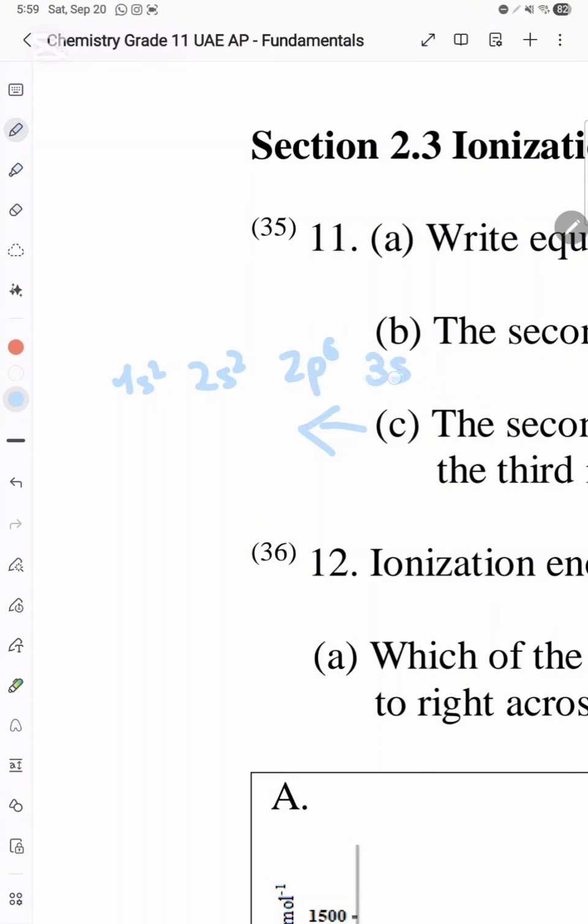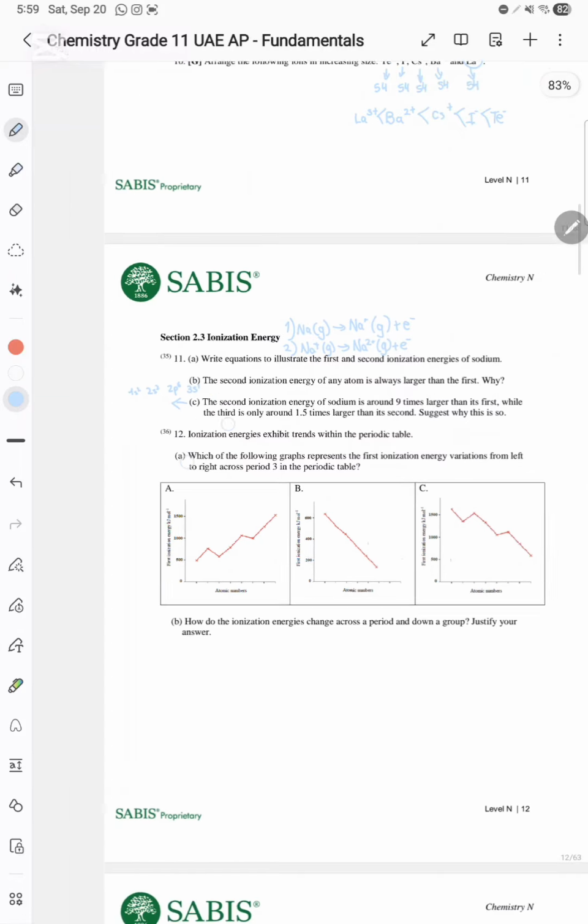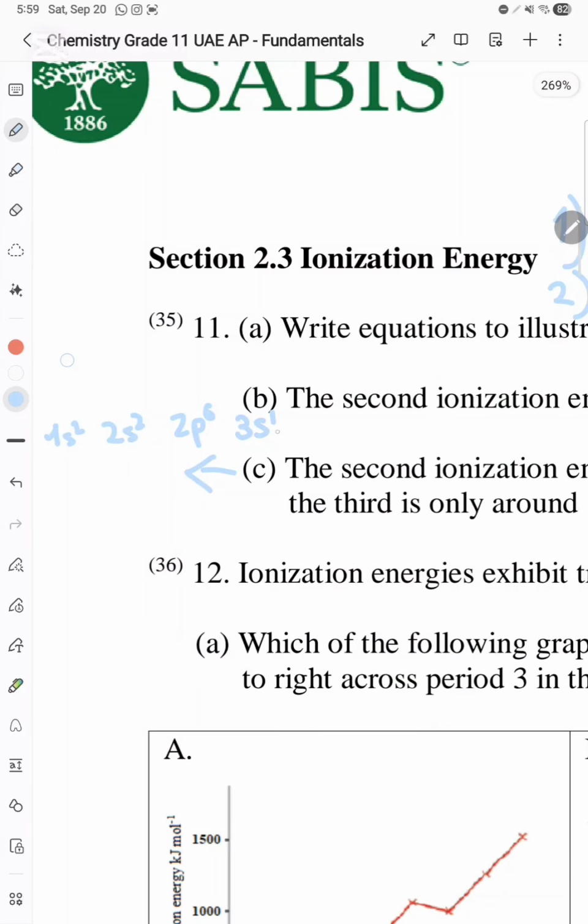Now, what can you see? You only have 1 electron in the 3s shell. So the first ionization energy is going to be small because you're taking away this 1 electron. But now your second ionization energy is taking an electron from a fully filled shell. The shell it's taking it away from is full, and it's being attracted by the nucleus because it's full. It doesn't want to give anything away.